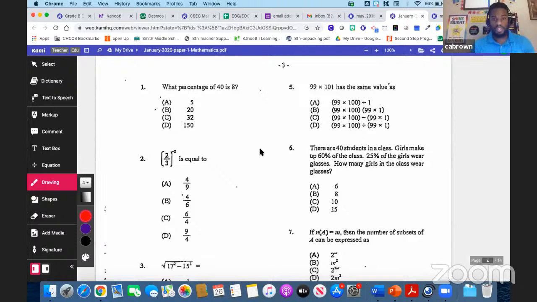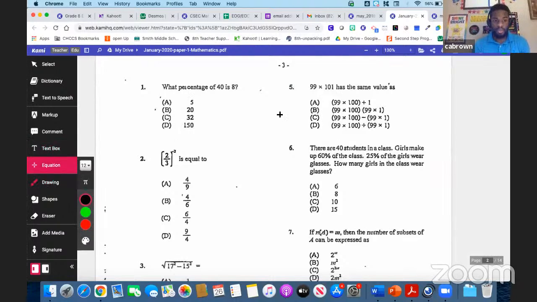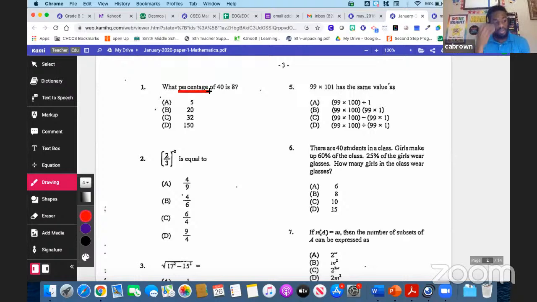So, what percentage of 40 is 8? Remember now, percentage is out of 100. So, what percentage of 40? So, pretty much we want 40%. So, 40% of 20, what number? 40% of, you're saying 20? Well, yes, we could, yeah, all right.